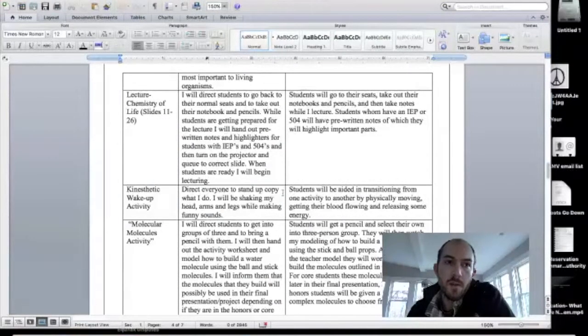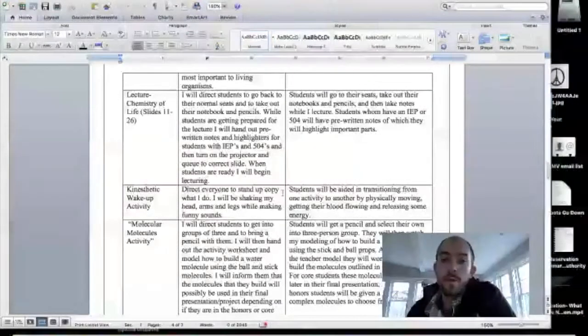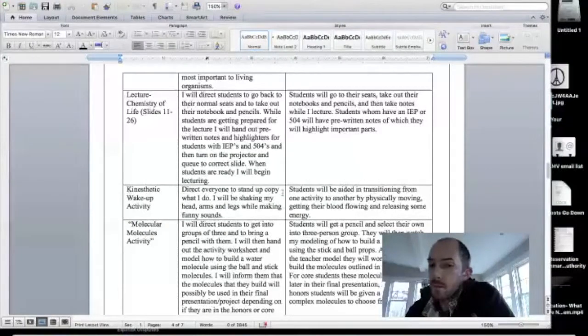So the ELLs, and 504s and IEP students if it's written into their plan, will have the notes in advance, specifically the ELLs, so they can pre-read them.